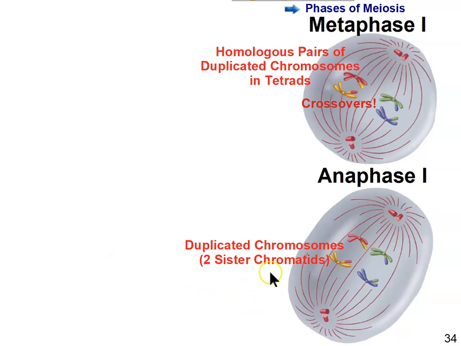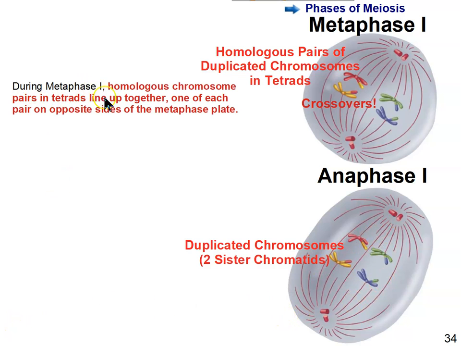In anaphase, the duplicated chromosomes, so they're still made up of 2 sister chromatids, separate. Remember, ana means away, and so the chromosomes move away from each other. But what's separating here are not the chromatids. In mitosis, it's the chromatids that separate and then become unduplicated chromosomes. Well, here, it's the homologous chromosomes that are separating. And so they remain duplicated chromosomes after they separate.